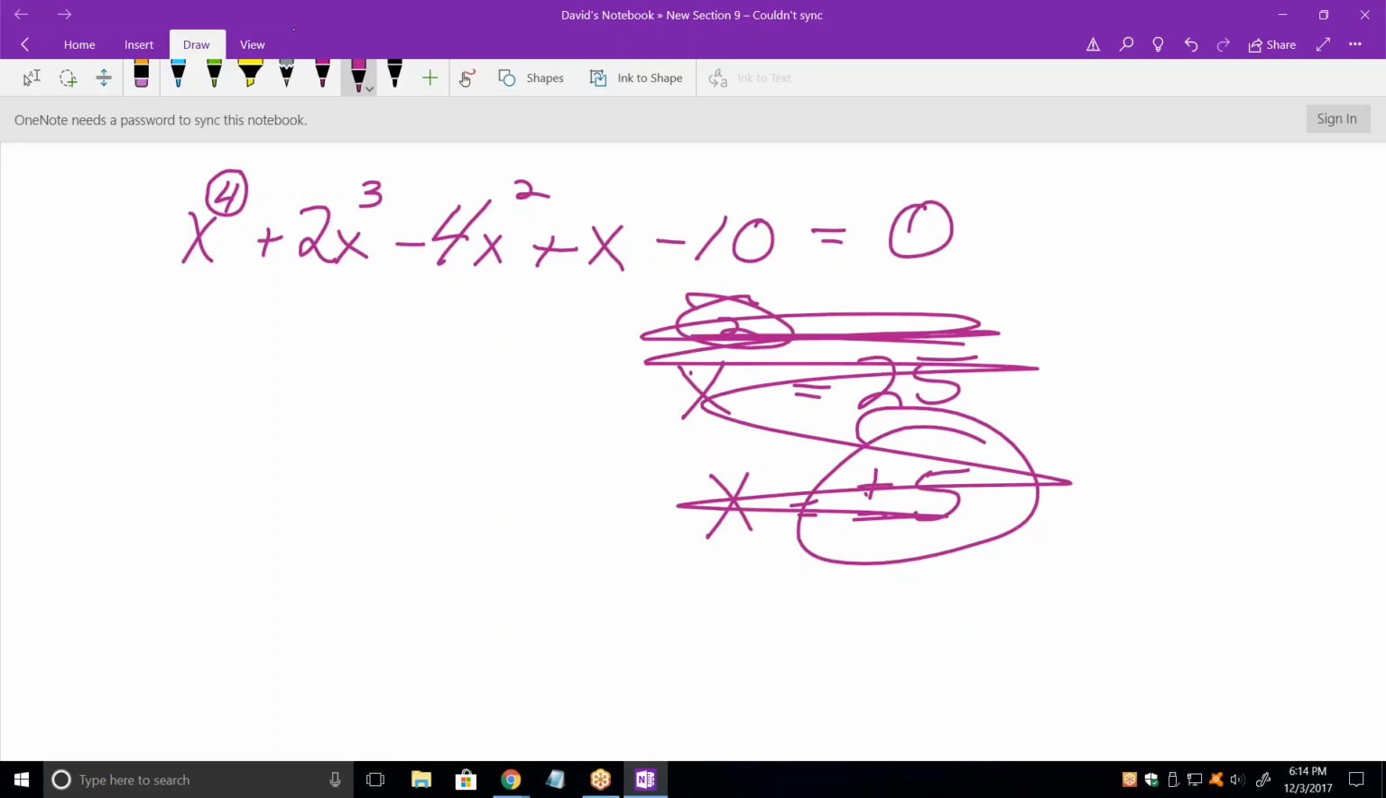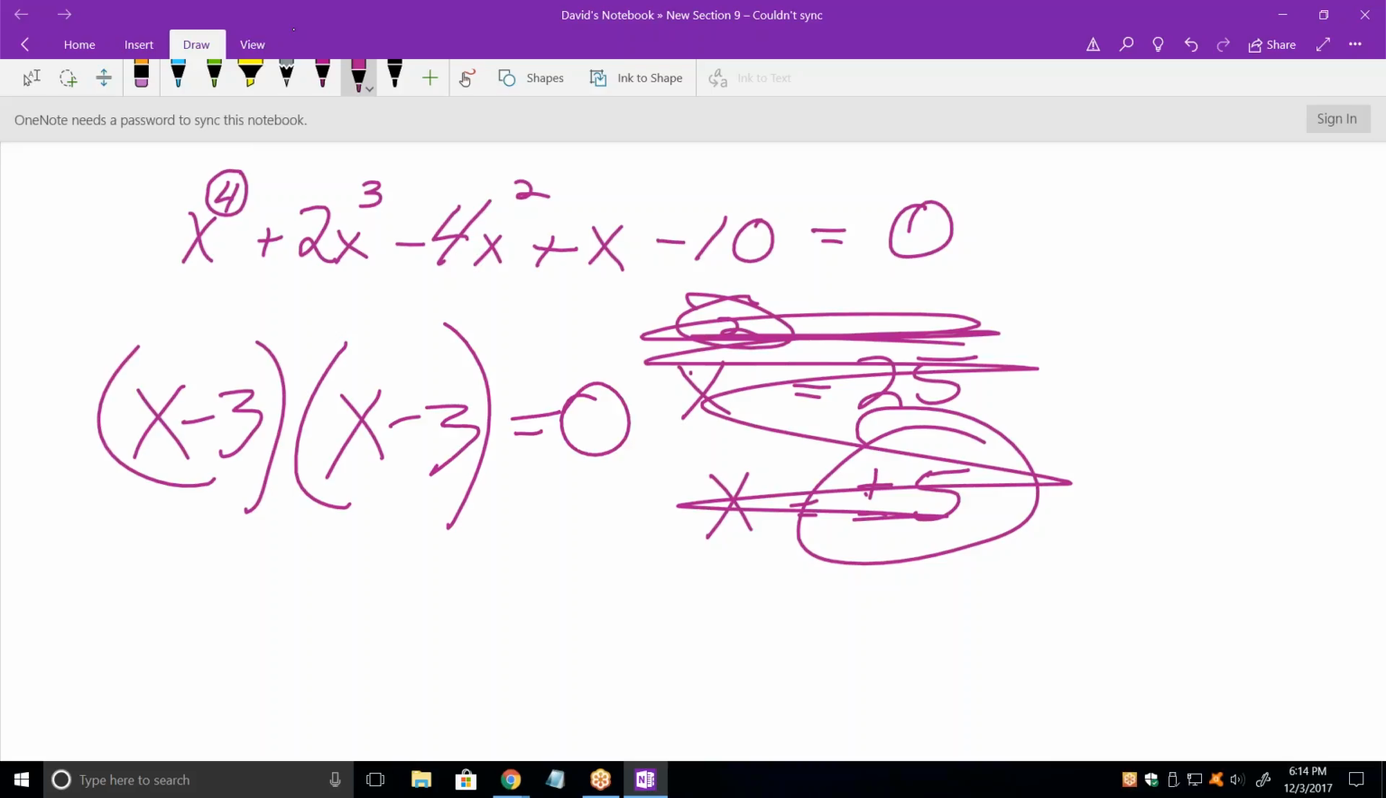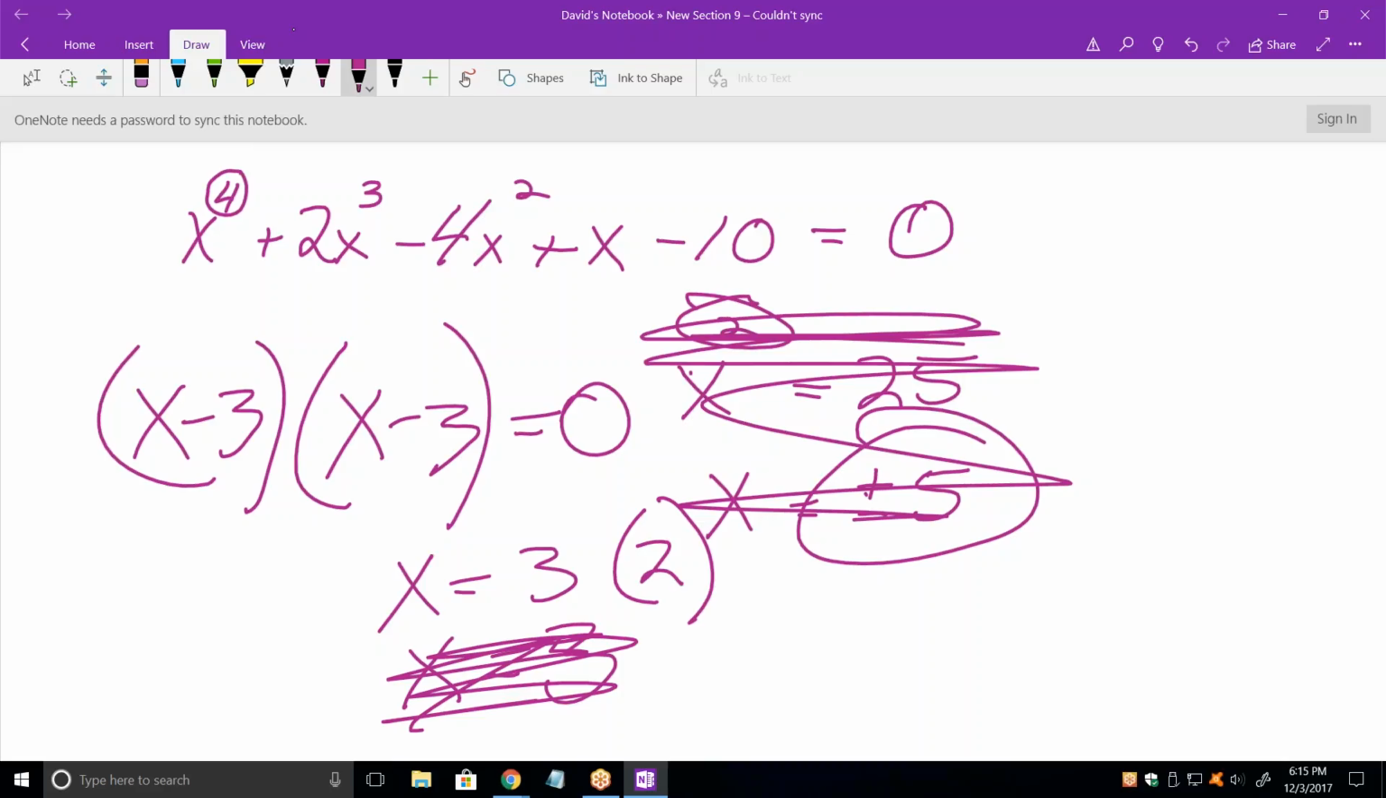In other words, if I took this problem, this is also a quadratic. If I multiply that out, it's x squared minus 6x plus 9. But you'll notice this only has one solution, but it has it twice. So we say the solution is x equals 3 with a multiplicity of 2. I'm sure you've talked about multiplicity in class, right?